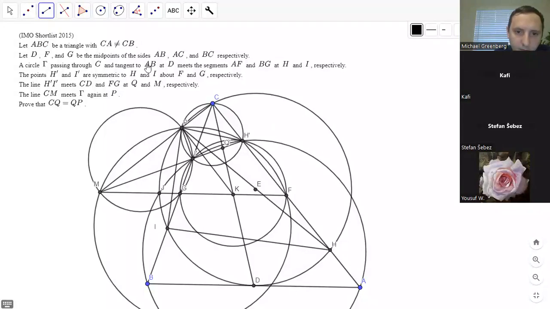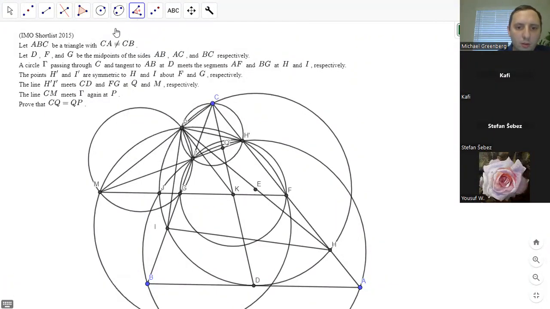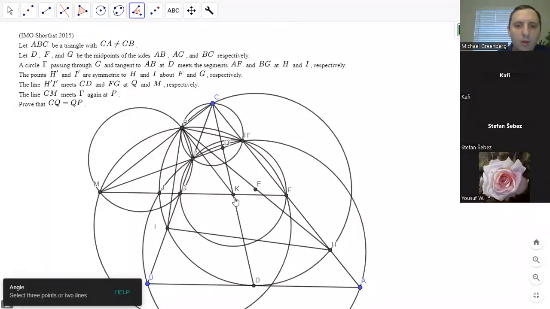Yes, Brocard. And we want to show that CQ. Oh, so if this is a right angle, that's just the same as showing that this is the midpoint of CK, right? But that is not true. Oh, it's not true? PK is not perpendicular to CM. That is because K is not the center of circle G, I prime, H prime, F.